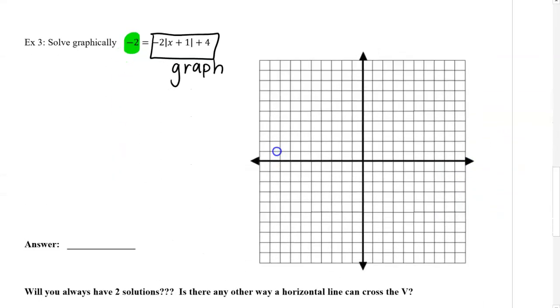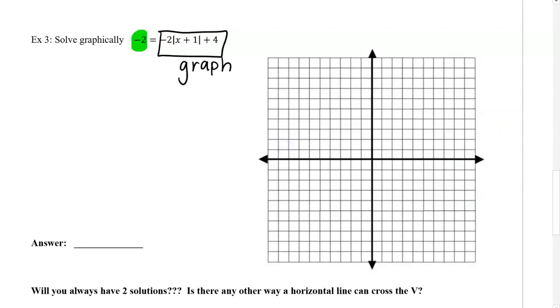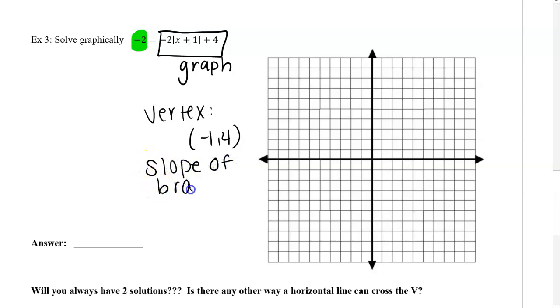Sometimes they'll write it a little bit differently, where they're putting the absolute value function on one side and just a number on the other. So they're asking you, where is this absolute value graph equal to -2? So I would start by saying, okay, I'm going to need my vertex, which is at -1, 4. And I'm going to need my slope of the branches, which is -2 and +2.